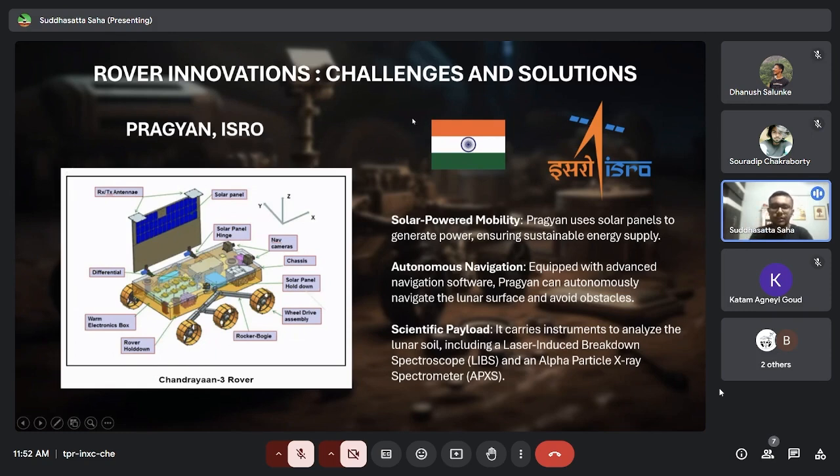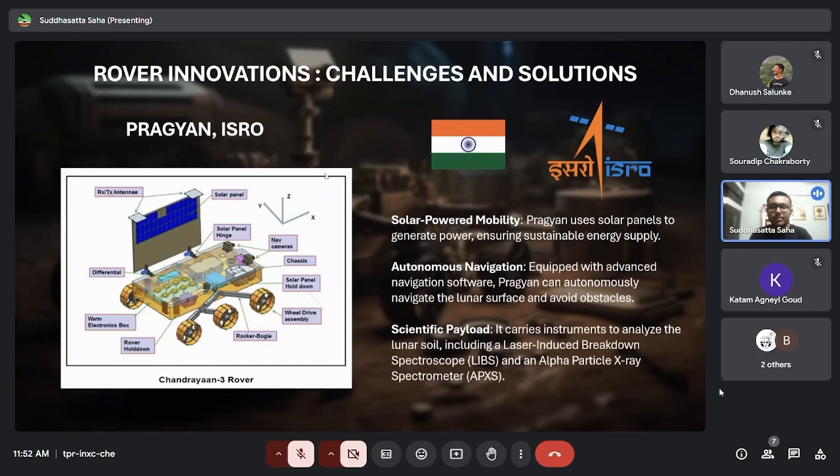I hope you all are aware of Pragyan, which was the rover deployed by ISRO on the surface of the moon in the South Pole, and they got a tremendous victory by being the first nation to achieve such a massive feat of deploying this rover in the south pole of the moon. So we as Indians should be extremely proud of this achievement.